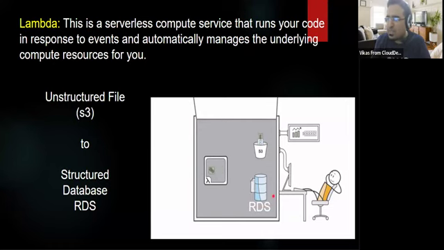Let's take an example. In S3, a lot of data is coming from the website or wherever it is. Whenever the data comes, it will get processed by some function from the Lambda service, and it will save it into RDS.